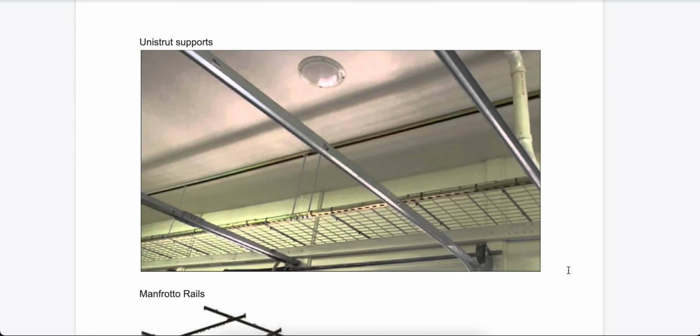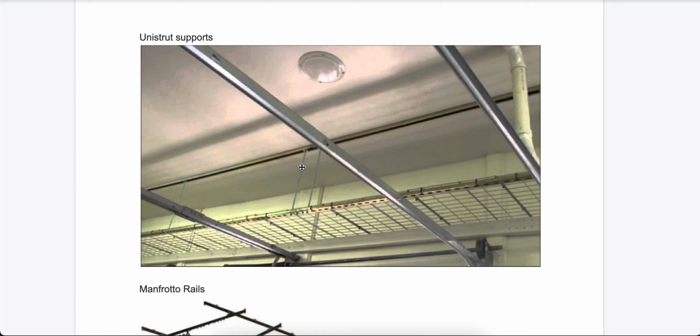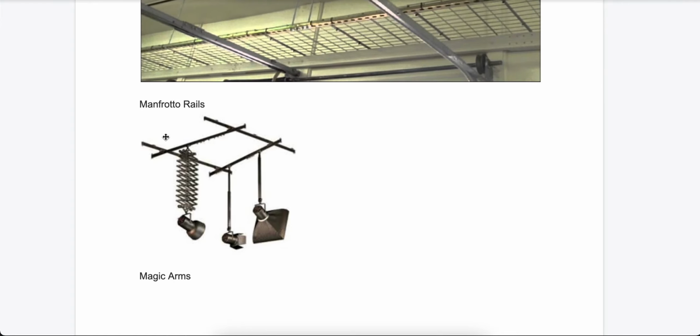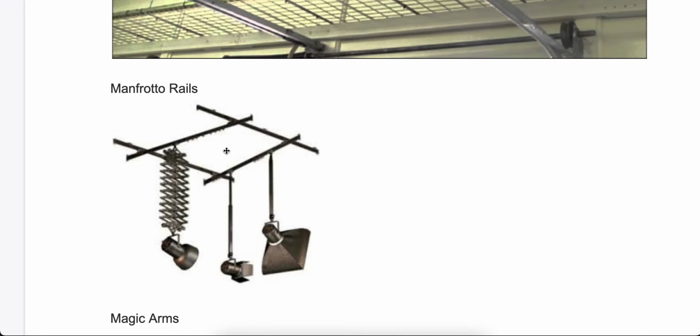So these are the Unistrut supports. And then those lend themselves to the tracking idea, where you can put trackers in here and roll things back and forth. You can see the Manfrotto Rails, this is another high-end thing, but these are great for any kind of studio stuff where you want to be dropping lighting in, but you want them to be movable across the ceiling.